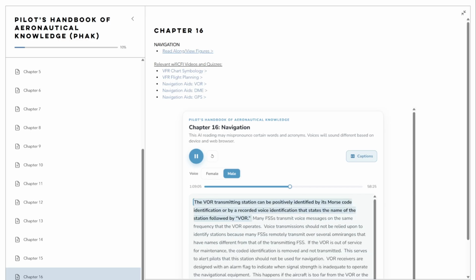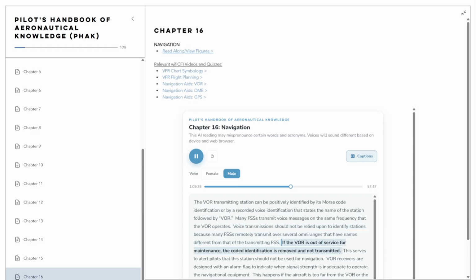The VOR transmitting station can be positively identified by its Morse code identification or by a recorded voice identification that states the name of the station followed by VOR. Many FSSs transmit voice messages on the same frequency that the VOR operates. Voice transmissions should not be relied upon to identify stations because many FSSs remotely transmit over several omniranges that have names different from that of the transmitting FSS.